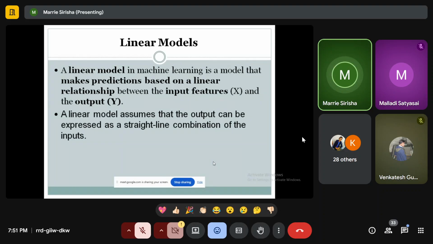Next, linear models. Linear models is nothing but it will represent a straight line. It is a kind of a graph which represents the straight line between two factors, that is input features x and output. And input features you can take as x and output you can take as y. So it will make predictions based on the linear relationship. Linear models is nothing but a linear relationship. So it is a combination of input features and output.